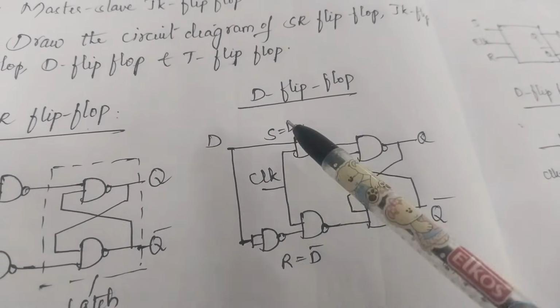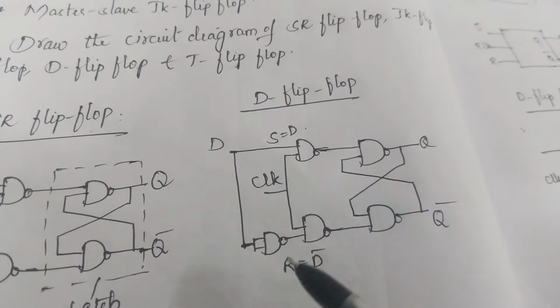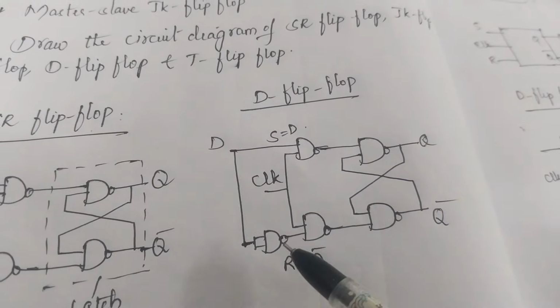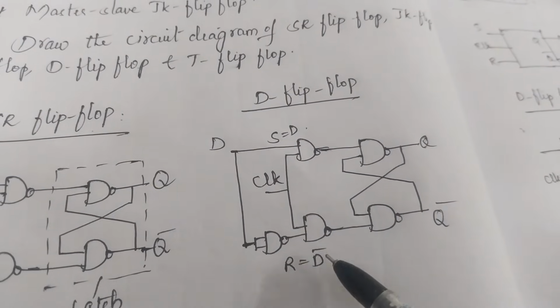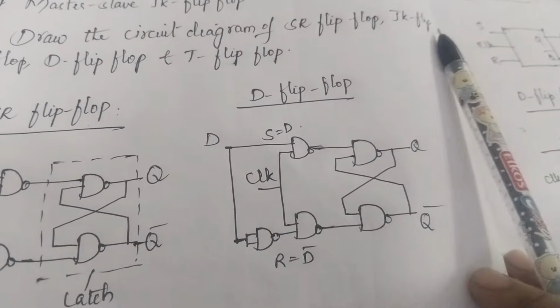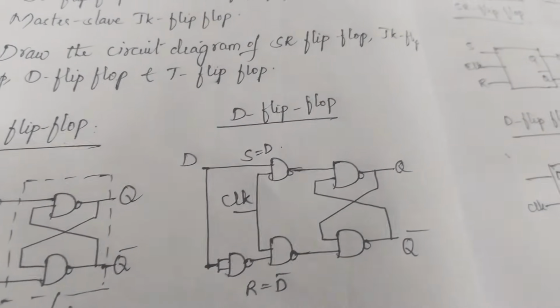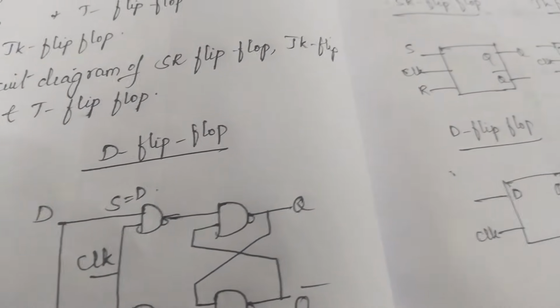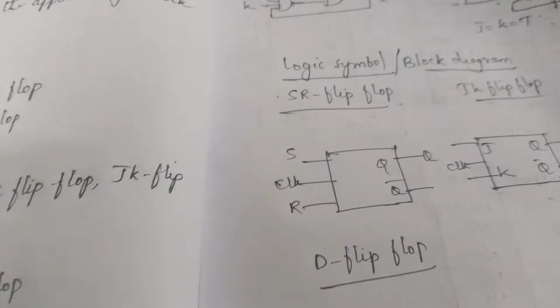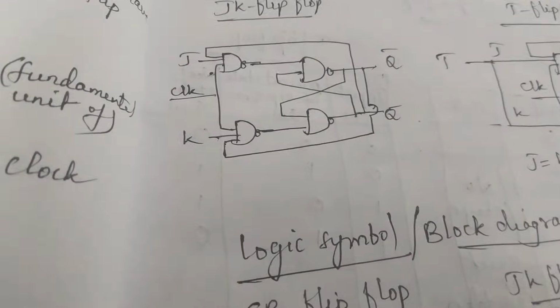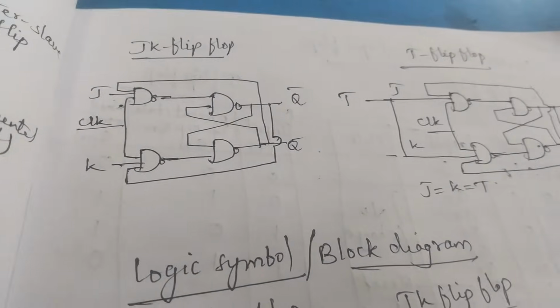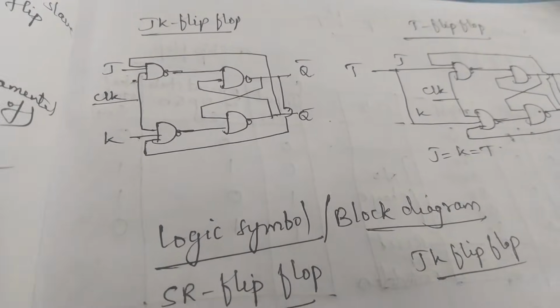Look here, the S input is similar to your D input, but R is equal to what here? D bar. R is equal to D bar. This is the difference you have to remember in the circuit diagram. These diagrams may also be asked for 3 marks. Draw the circuit diagrams of SR flip-flop, D flip-flop, JK and T. Now look here, JK flip-flop.